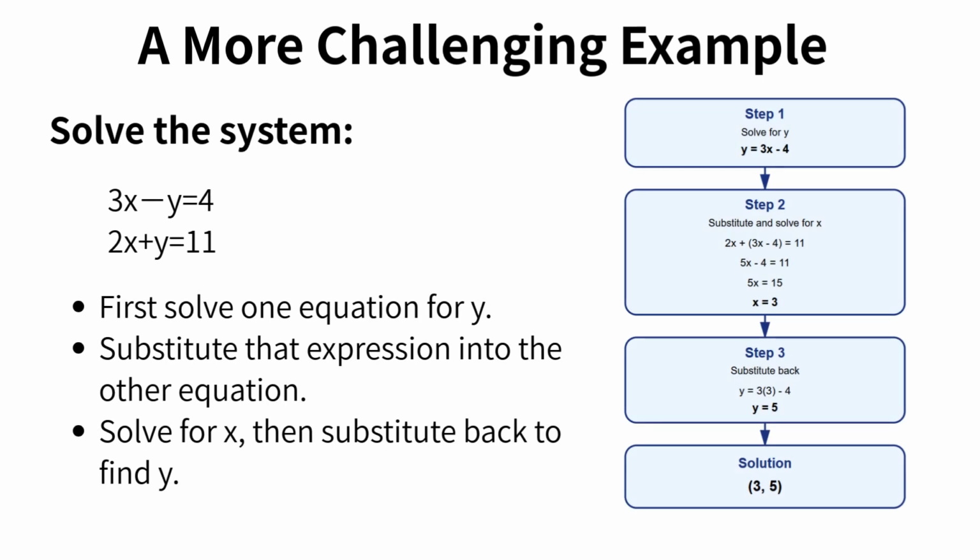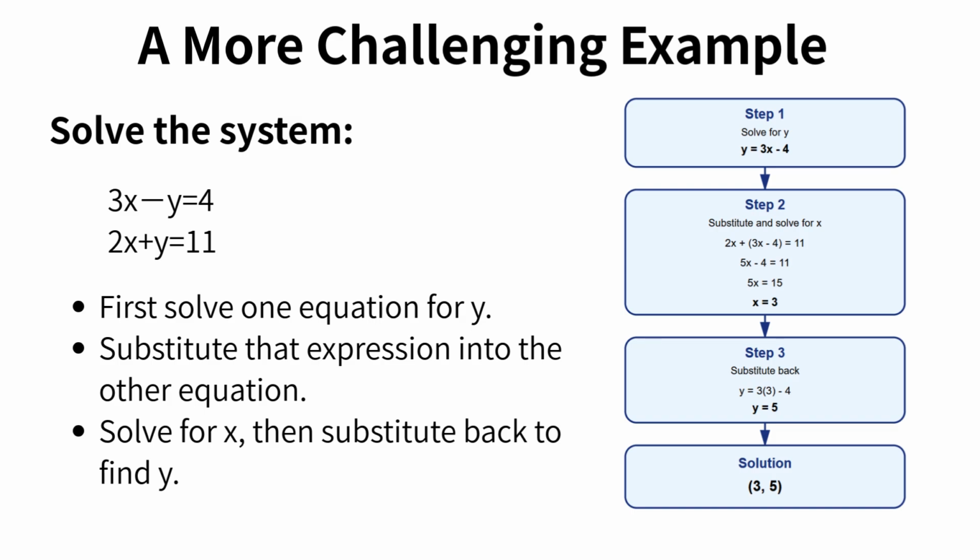Let's work through a more challenging example to practice the substitution method. We want to solve the system of equations shown on the screen, 3x minus y equals 4, and 2x plus y equals 11. Our first step is to solve one of the equations for y. From the equation 3x minus y equals 4, we isolate y by moving 3x to the other side. This gives us y equals 3x minus 4.